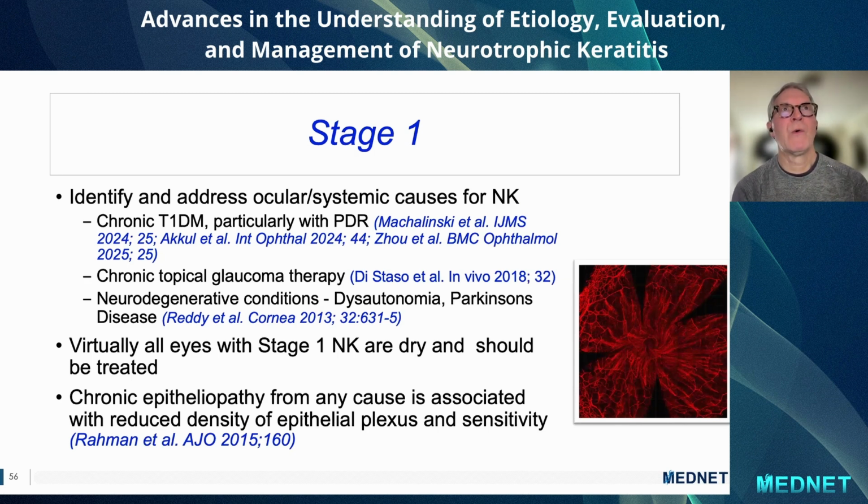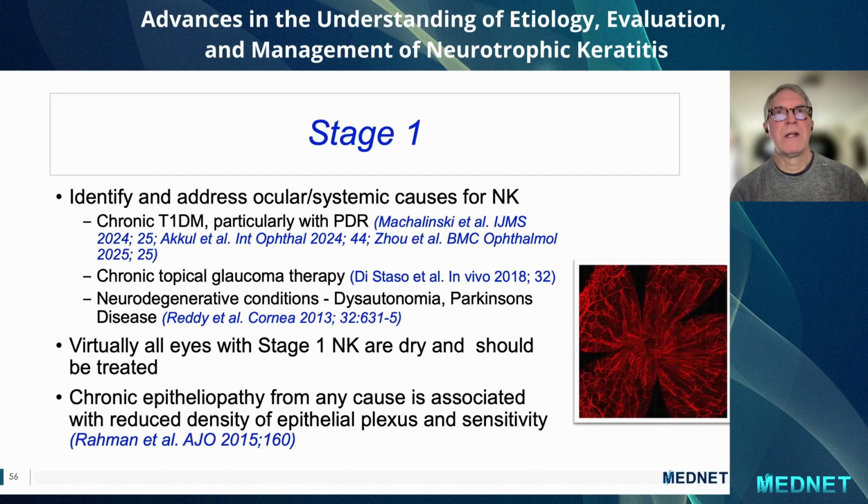For stage 1 NK, it's important to identify and address any ocular and systemic causes for NK, especially chronic type 1 diabetes. And there's been an association of NK in patients with proliferative diabetic retinopathy. My own experience is that if they can get their diabetes under control, it probably does help the NK. But besides the fact that it's obviously a life-threatening disease, so you want to be a good doc too. Patients on chronic topical glaucoma therapies, especially multiple therapies with preservatives, are well associated with NK, as Walter mentioned, and then neurodegenerative conditions like dysautonomia and even Parkinson's disease.